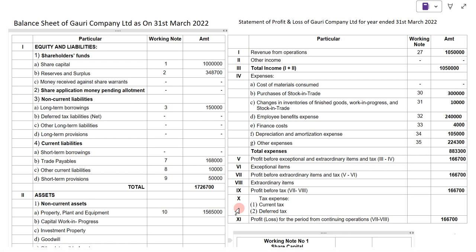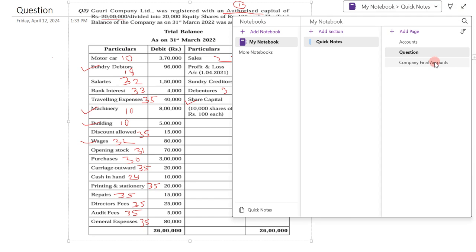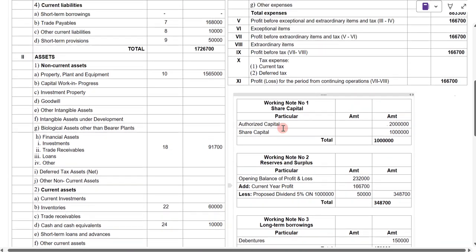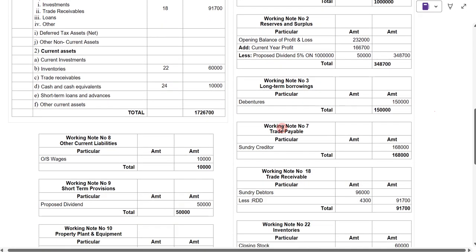I hope you have understood today's session. So I will summarize this example in short. First, in the question, you have to write the note numbers in which the entries are going to go. After that we have to prepare the balance sheet and profit and loss account. This is compulsory, you have to write in this format. After that, whatever entries are being asked in the question, you have to prepare the necessary working notes.